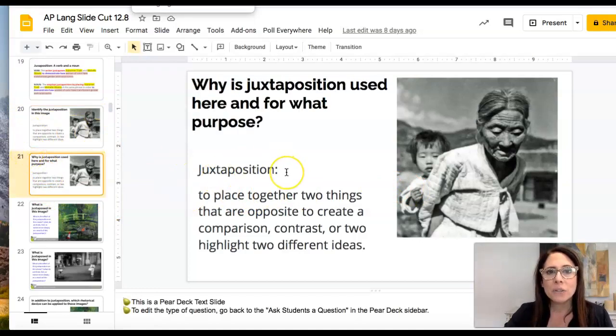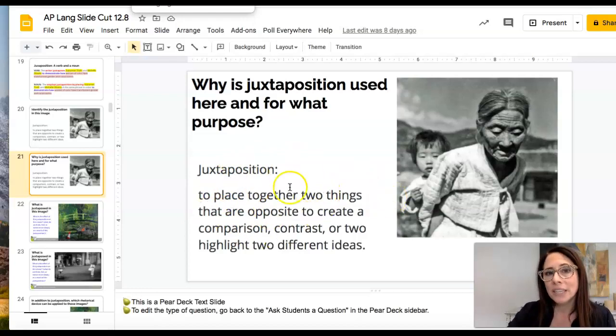So again, it's always thinking about the purpose. When you write your essay, you start out by identifying the rhetorical device, you connect it to the meaning, right? And now we have to say, well, what is the purpose of using it here in this essay, in this speech? What is the writer trying to tell us differently with this rhetorical device?